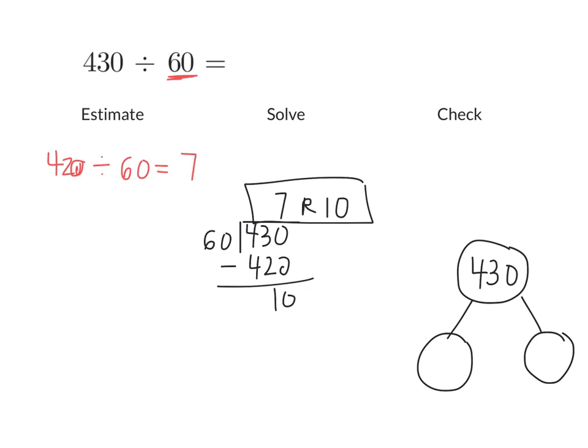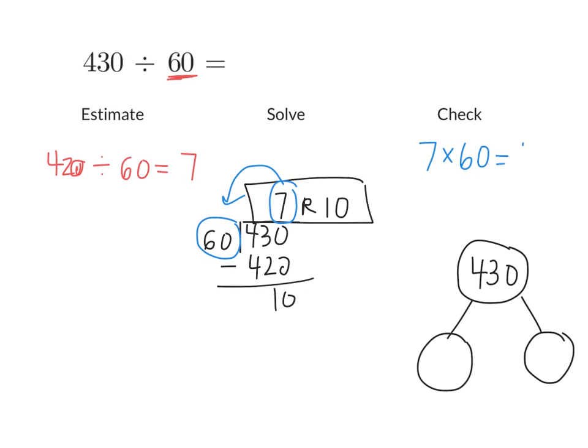Now, how can we check our work? It's very important always to check your work. Here's how you check. What is the inverse operation of division? Okay, so we're going to multiply. You multiply your quotient by your divisor. Okay, so this is how you check. You always multiply your quotient, don't worry about the remainder right now, by the divisor. Okay, so what's 7 times 60?